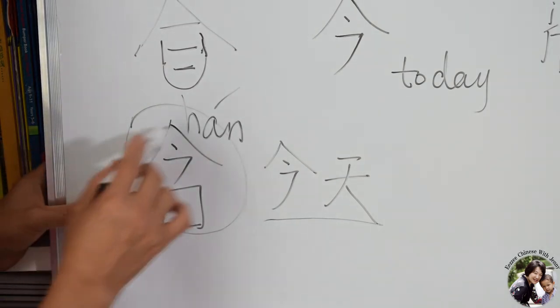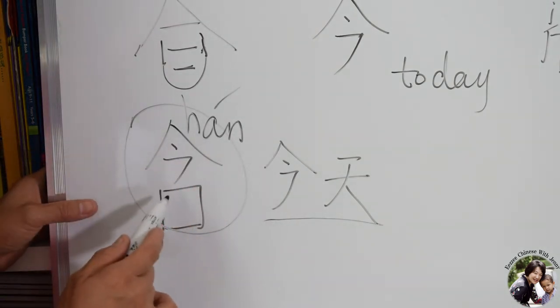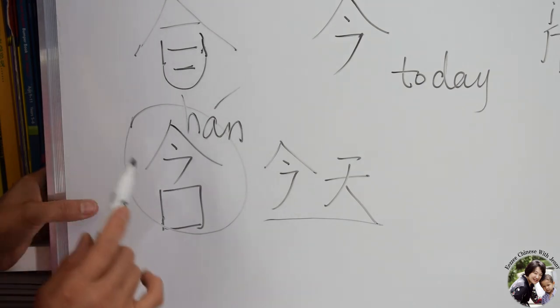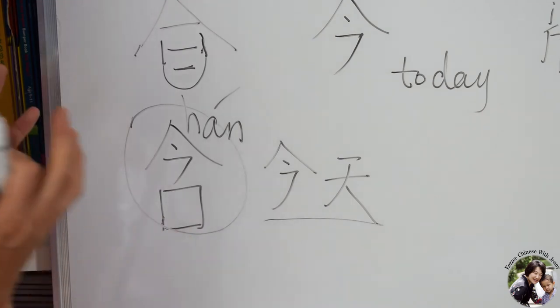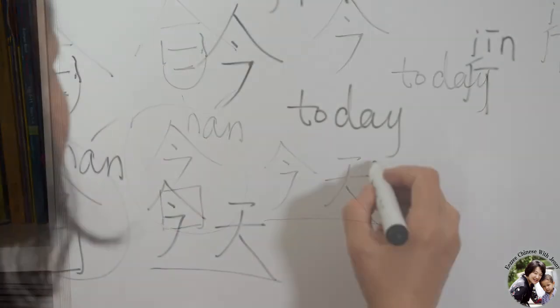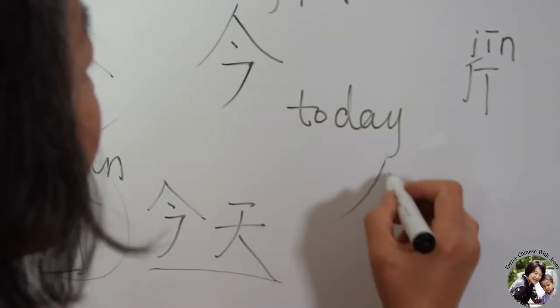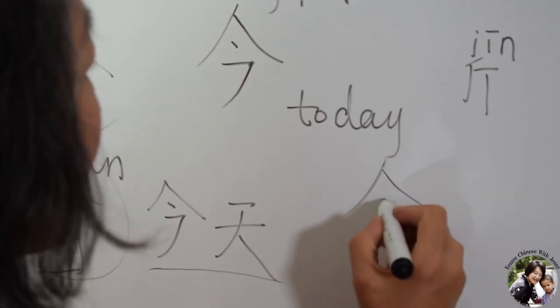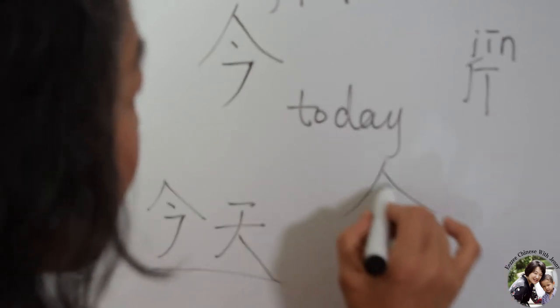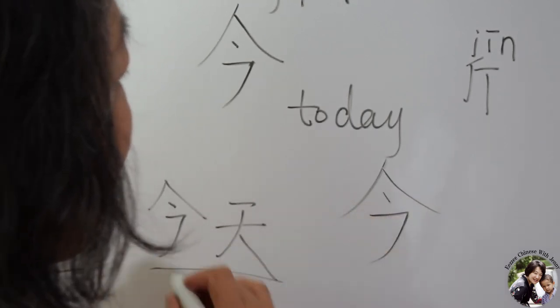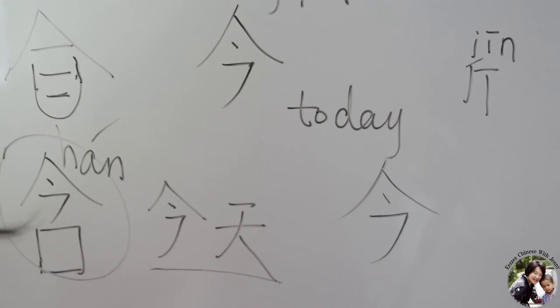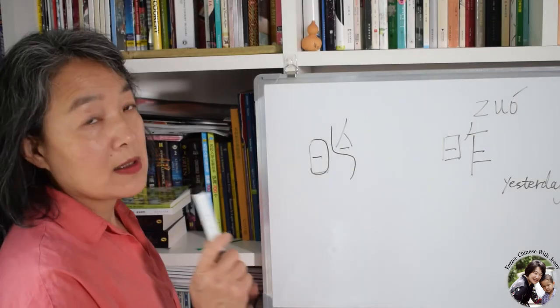I think this is not a word related to measurement, but I think it will be easier for you to remember it. Just put a mouth below it, meaning you hold something in your mouth. It is simple to write. Pie, nai. It's like a person on the top. Dot, heng, pie, jin, today. Yeah, we just learned today.